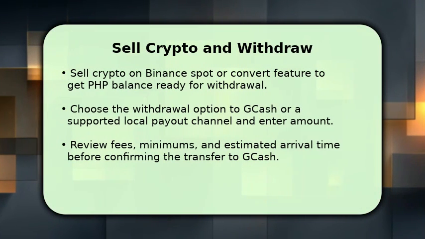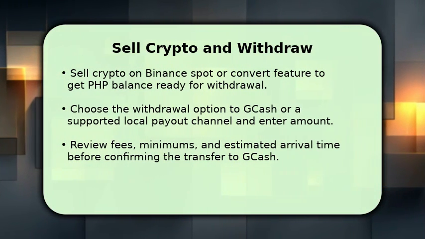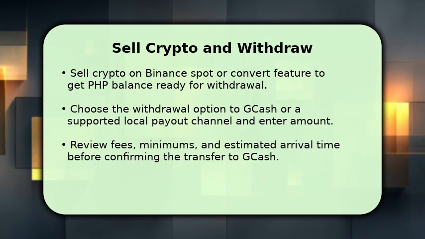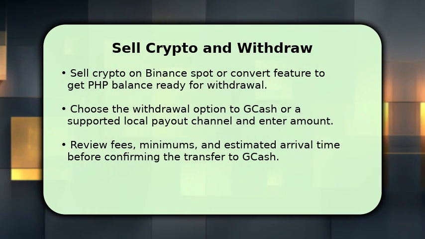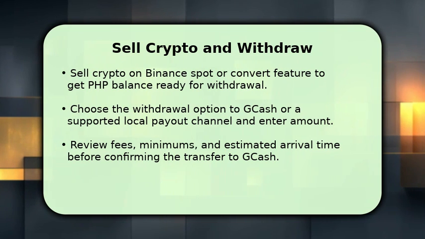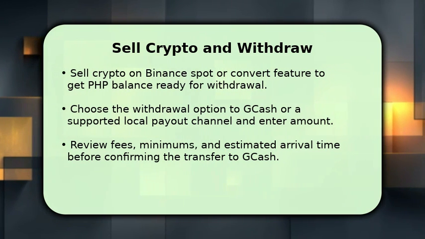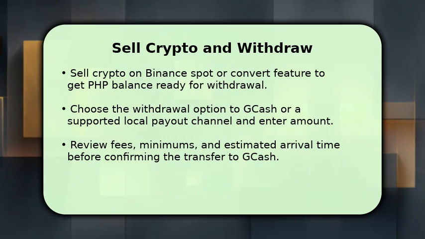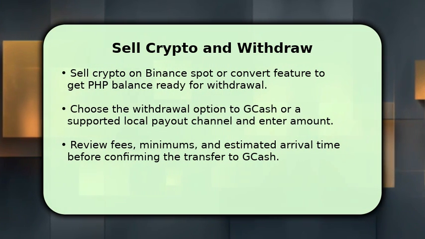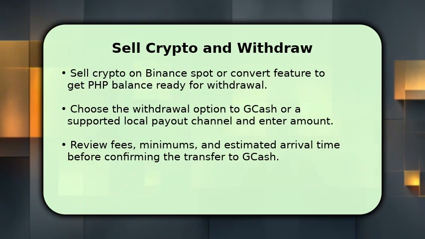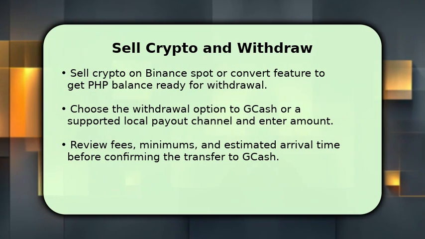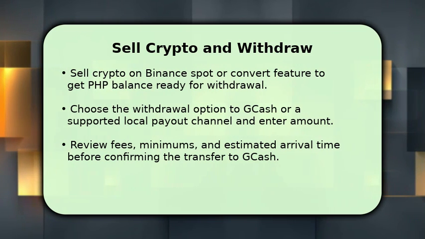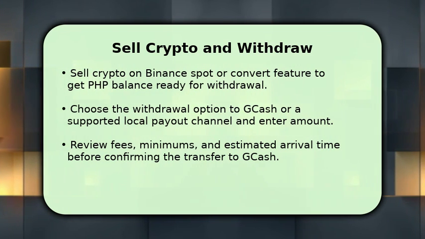Sell your crypto to PHP by placing a market or limit sell order. Then use the withdraw flow to send PHP to GCash or a linked bank that transfers to GCash. Enter the payout amount, select your saved GCash mobile number, and carefully review fees and limits that apply. Confirm the transfer with 2FA and any verification steps, then monitor your GCash wallet for the incoming funds and save receipts for your records.